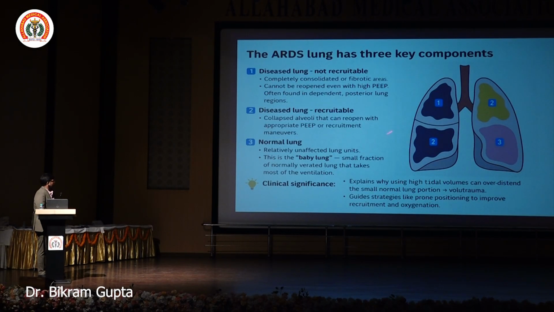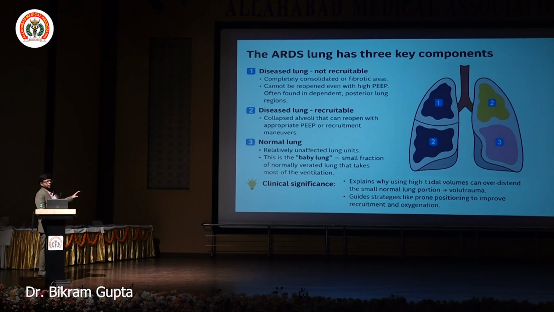So why is this important? Because in the ARDS lung, there are three important components. The first one is the diseased lung that is not recruitable. That lung is totally just like a tissue structure. It's not possible to recruit that lung no matter how much PEEP you apply on that area. The second part is the diseased lung that is recruitable. That lung will open with the PEEP application. And the third one is the normal lung, the unaffected lung units.